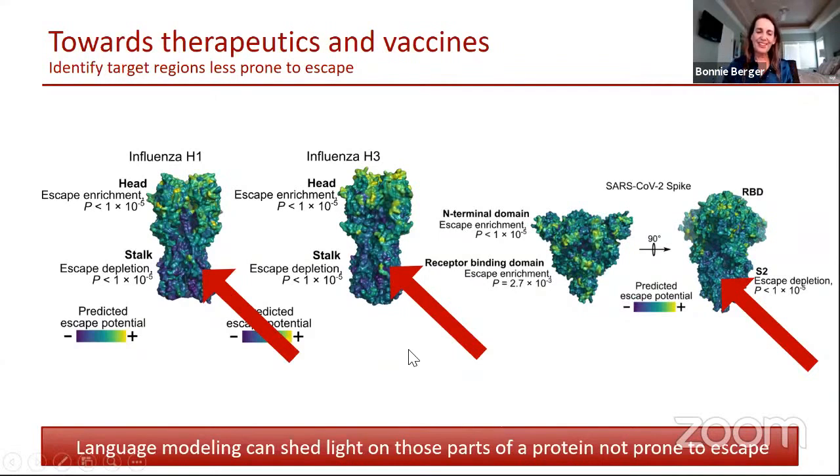So the hope is that language modeling can shed light on those parts of a protein that are not prone to escape, and we can target them not only through what's being done for influenza in the targeting of antibodies to regions that don't vary too much, but also in a new, really exciting field called immunofocusing, where we develop vaccines such that we train the immune system to respond to those parts of the surface proteins that are known not to undergo escape.